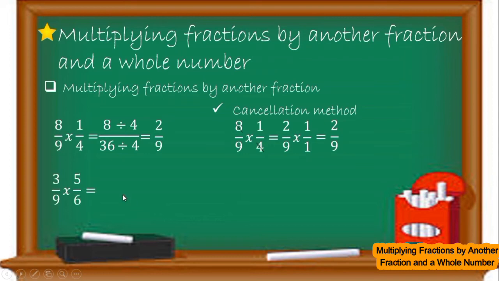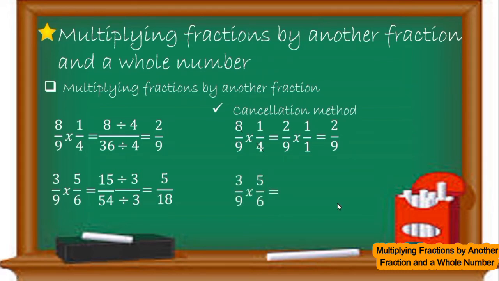Another example. 3 over 9 times 5 over 6. 3 times 5 is 15. 9 times 6 is 54. Get the greatest common factor if possible. What is the greatest common factor of 15 and 54? 3 is the greatest common factor of 15 and 54. 15 divided by 3 is 5. 54 divided by 3 is 18.